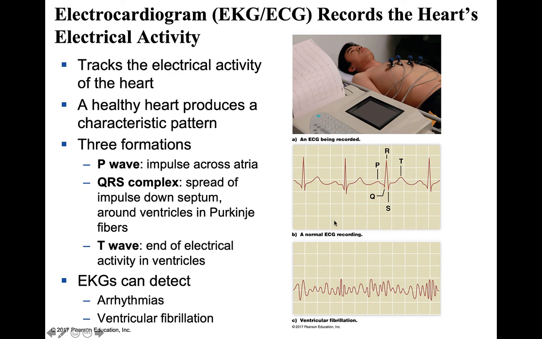Now, one of the things that I'm going to ask you to know is what is happening electrically during these waveforms. Now, the P wave, okay, that is atrial depolarization. The QRS complex, that's ventricular depolarization. And then the T wave is ventricular repolarization. So you may be asked to identify what electrical events are associated with the P wave, which is atrial depolarization, the QRS complex, which is ventricular depolarization, or the T wave, which is ventricular repolarization.